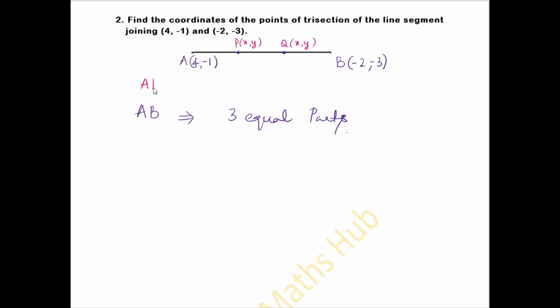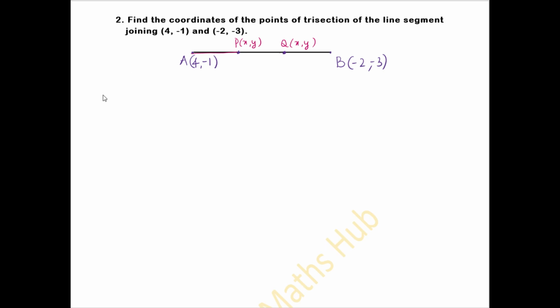What are the 3 equal parts here? The 3 equal parts are AP, PQ and QB. AP, PQ and QB are the 3 equal parts of the line segment AB. Students, you have understood what we mean by trisection: the line segment is divided into 3 equal parts. The points P and Q are the points of trisection. We should find the points P(x, y) and Q(x, y) by using the section formula.